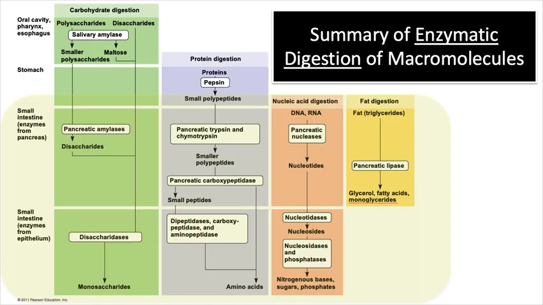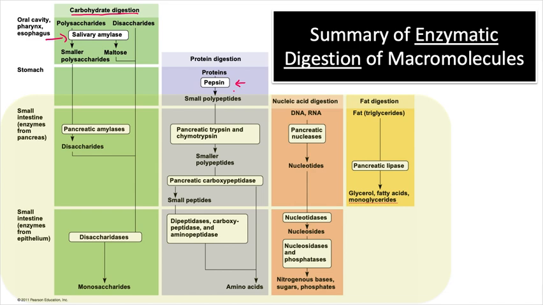And here are all the enzymes that are involved. We've already talked about the mouth. So with the mouth, we had salivary amylase, which is involved in carbohydrate digestion. Then we've got our smaller polysaccharides and our disaccharides moving through the stomach. We don't have carbohydrate digestion occurring in the stomach, but we do have proteins beginning to be broken down by pepsin. All right, so we've begun carbohydrate and protein digestion.